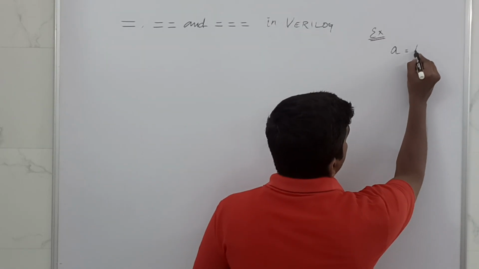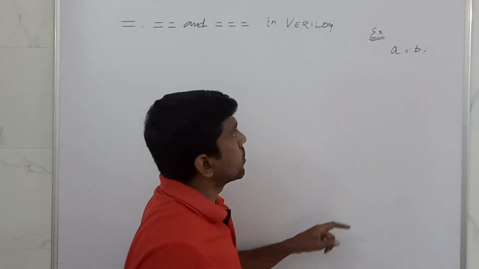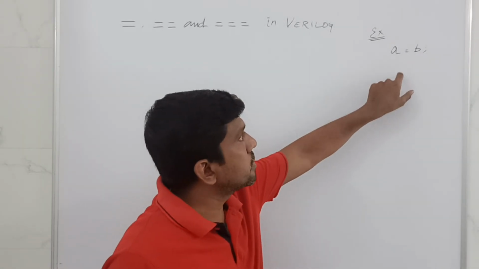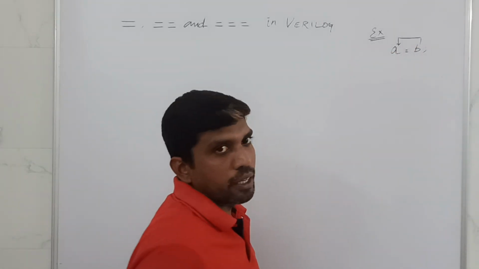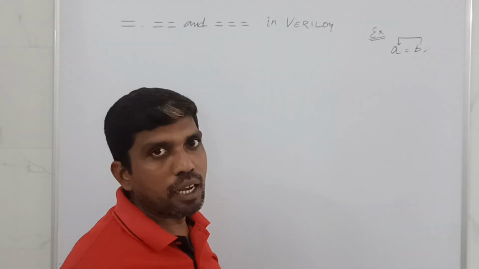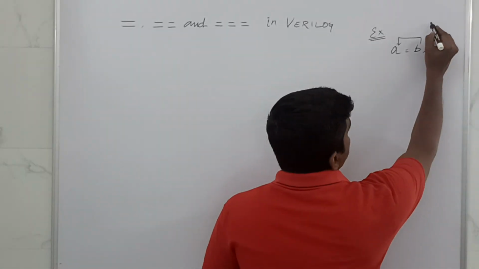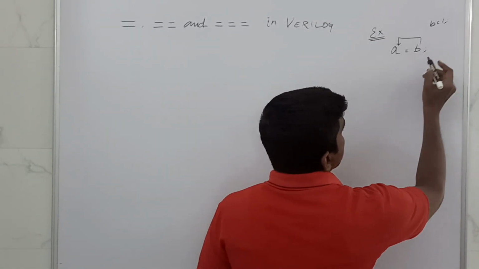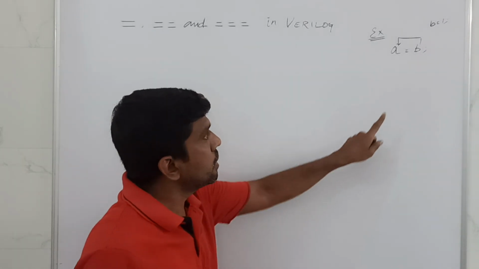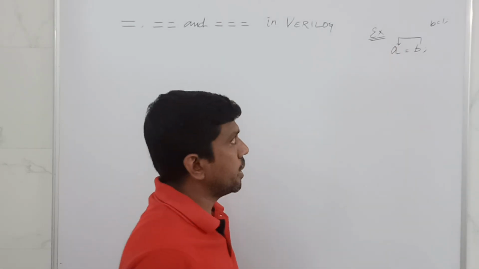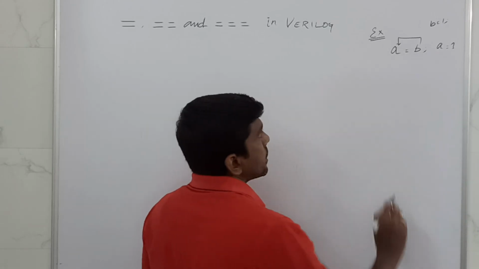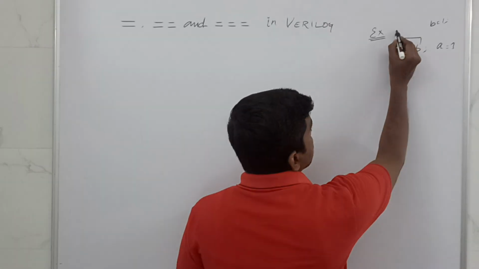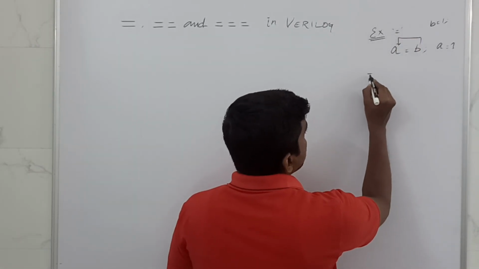A = B. Here equal means the B value is immediately assigned to A. If B = 1, then after execution of this instruction the B value is assigned to A, so now A = 1. This is the example of equal. Then come to double equal.